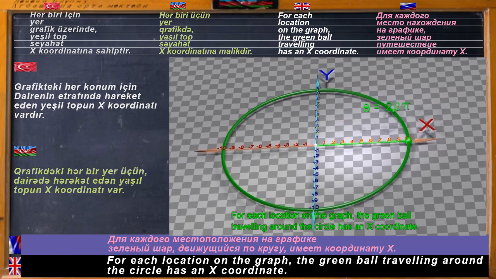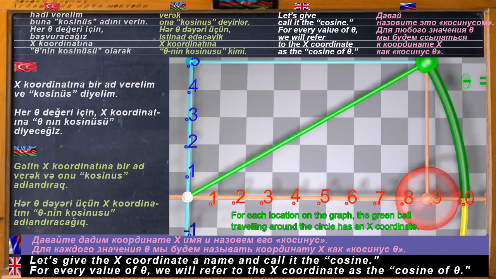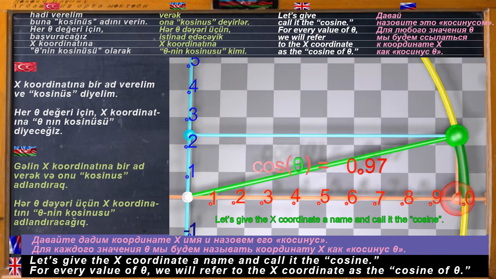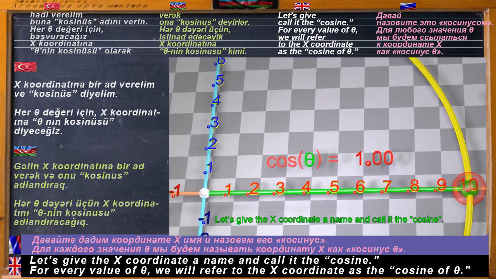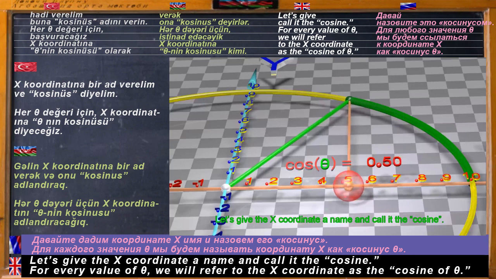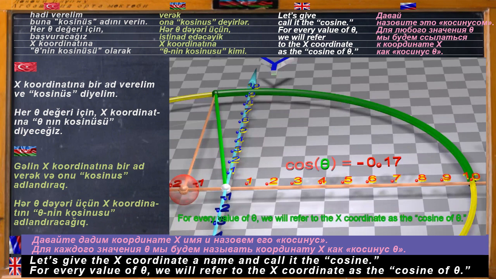For each location on the graph, the green ball traveling around the circle has an x-coordinate. Let's give the x-coordinate a name and call it the cosine. For every value of theta, we will refer to the x-coordinate as the cosine of theta.